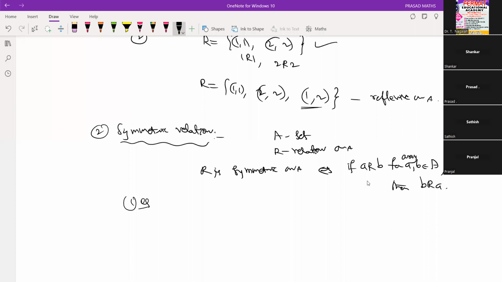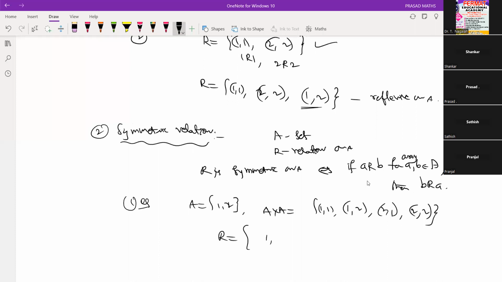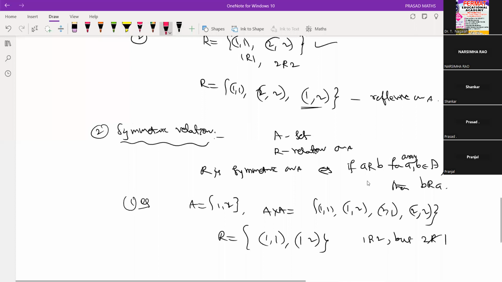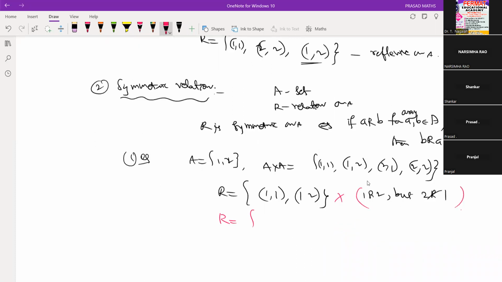Example: you take A equals 1, 2. As I said, what is A cross A? It is 1, 1, 1, 2, 2, 1, 2, 2. Suppose R is equal to 1, 1, 1, 2. Is it symmetric? No, sir. 1 related to 2 is there, but 2 related to 1 is not there. Therefore, it's not symmetric.